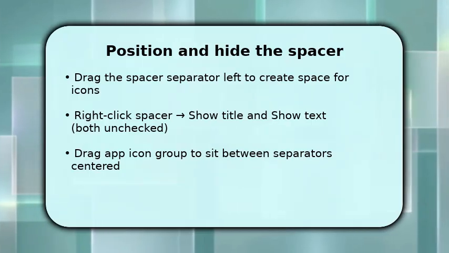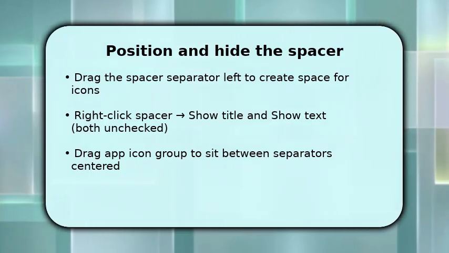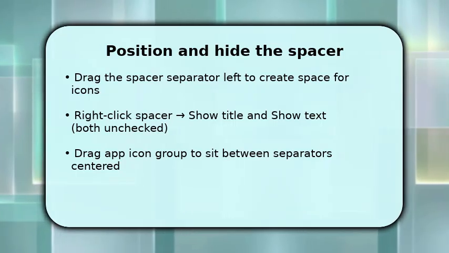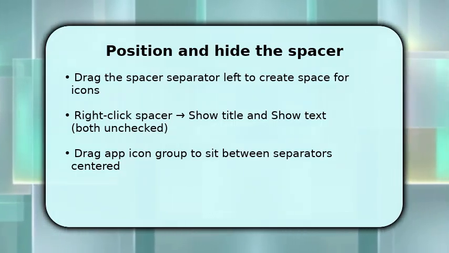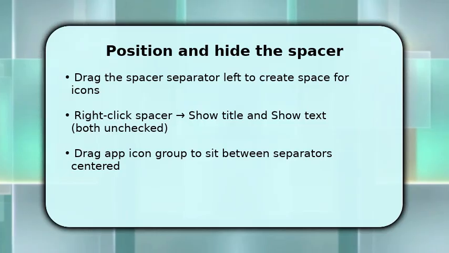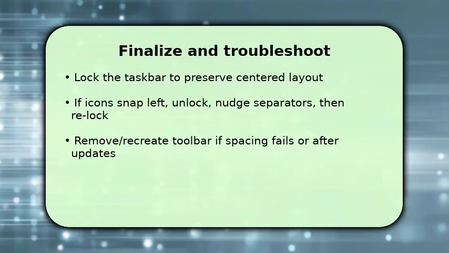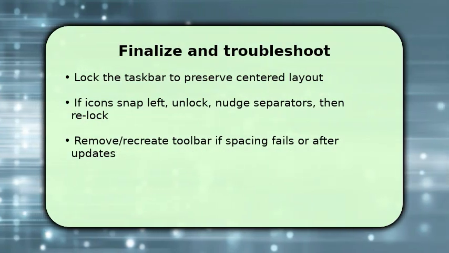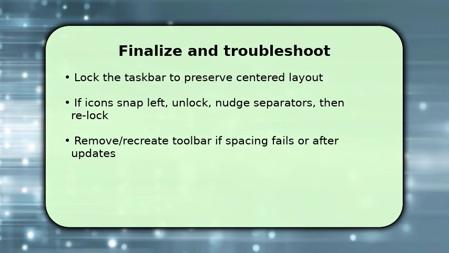Then, drag the app icon group toward the center until it visually aligns between the two separators. Make small nudges so icons sit exactly centered on your screen. Finish by locking the taskbar so the centered layout stays put. Right-click and choose Lock the Taskbar.